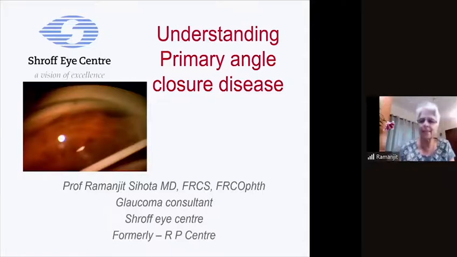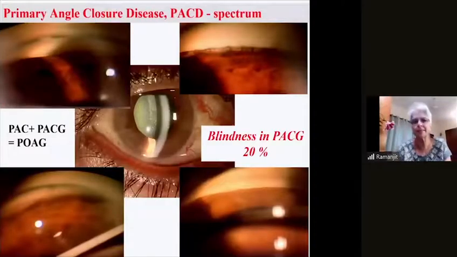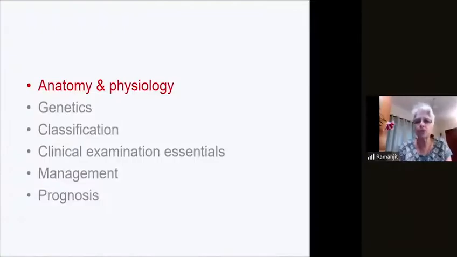So the understanding basically is to help us to treat it better. Just a few words about the entire spectrum of primary angle closure disease. If we look at all the surveys that have been done in India, the number of patients with PAC and PACG equals those of POAG, if not exceeds those. And blindness, as we see it, is 20% of all the patients who are coming to us in any of our OPDs. So what causes this?